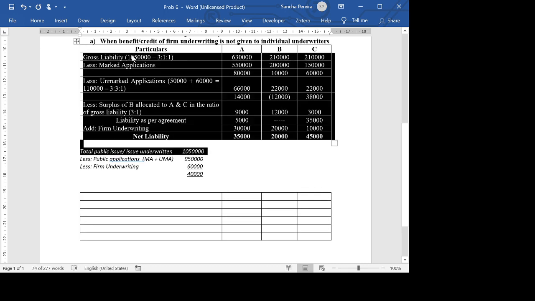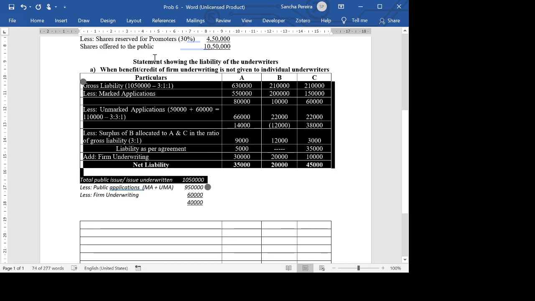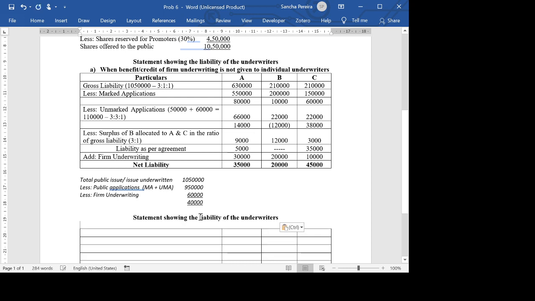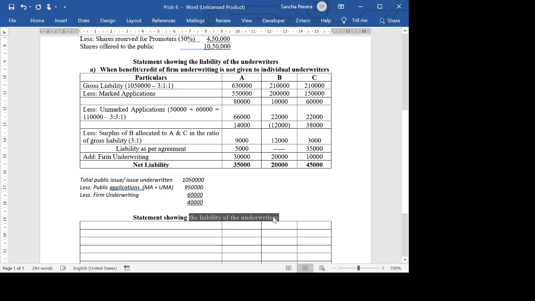So we call it statement showing amount due to or due from underwriter.